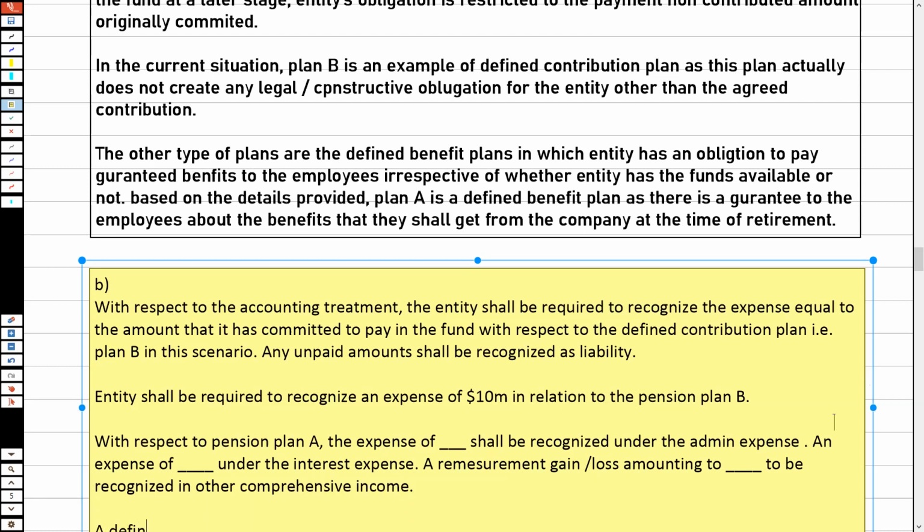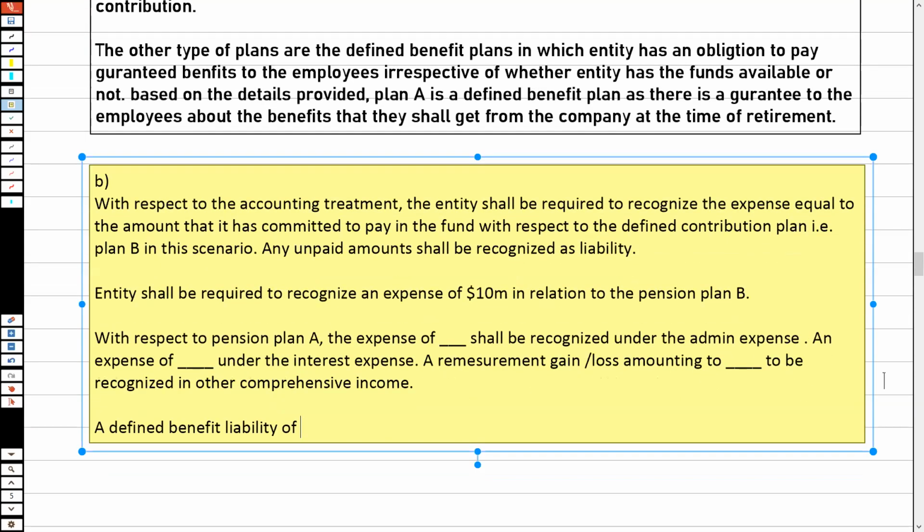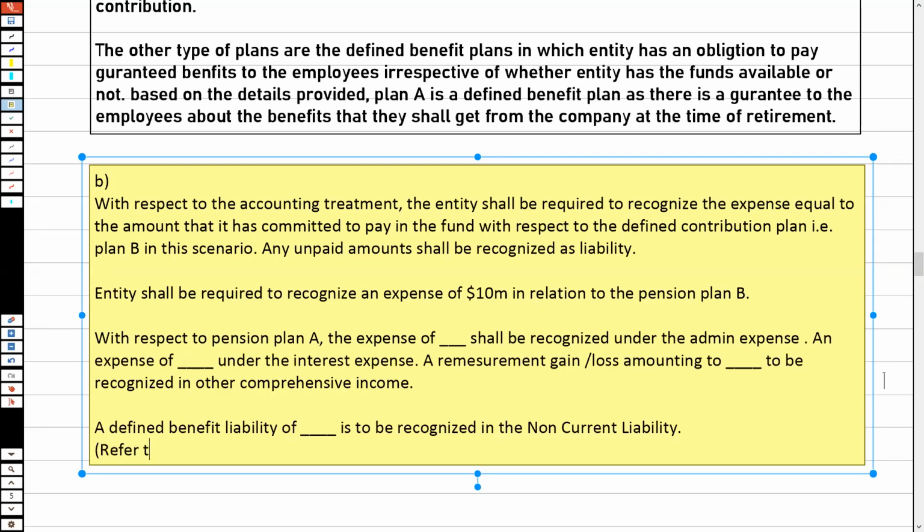A defined benefit liability of this much amount is to be recognized in the non-current liability. Now, what have I done? I would just say, refer to the calculations below.